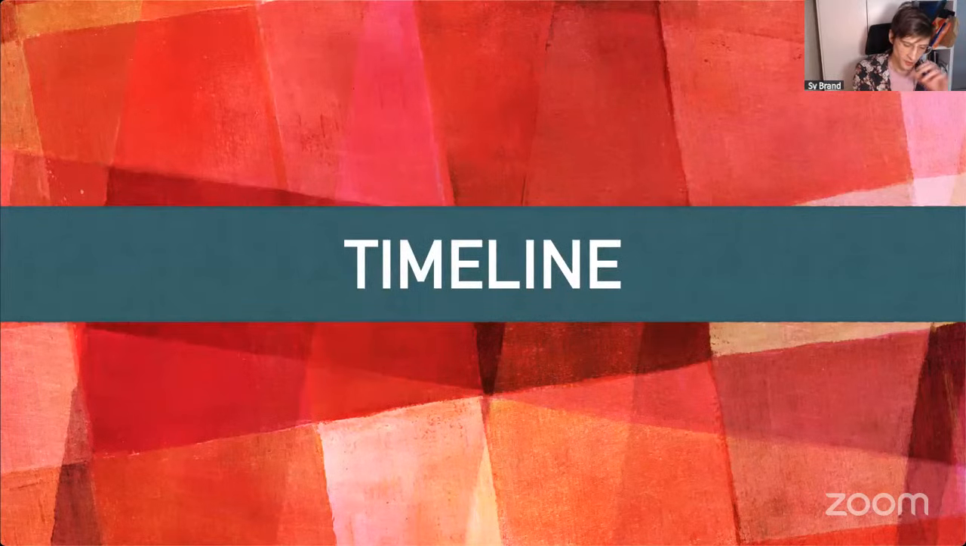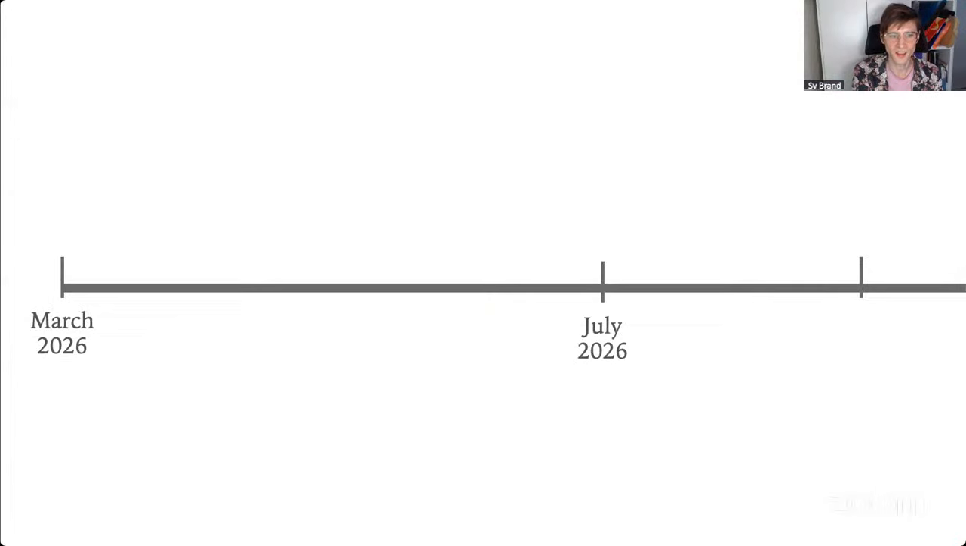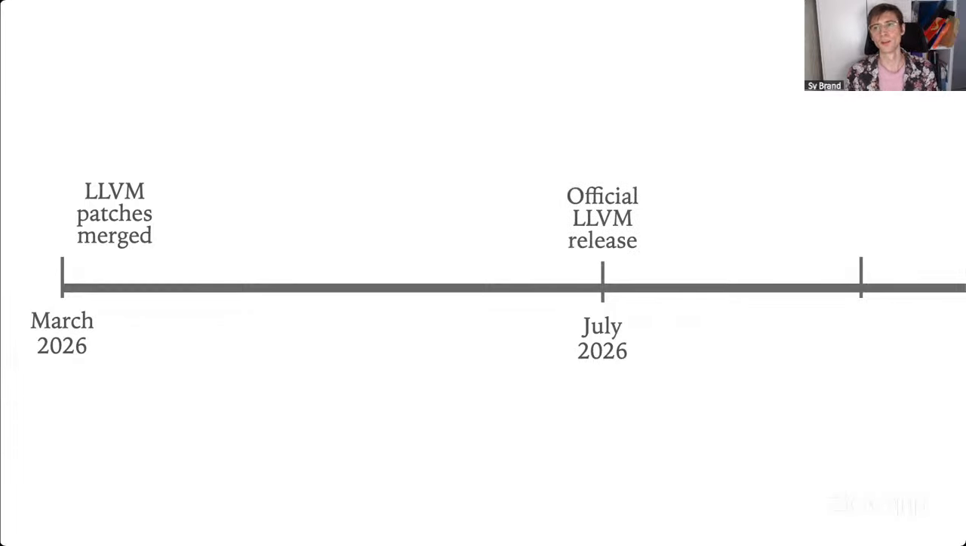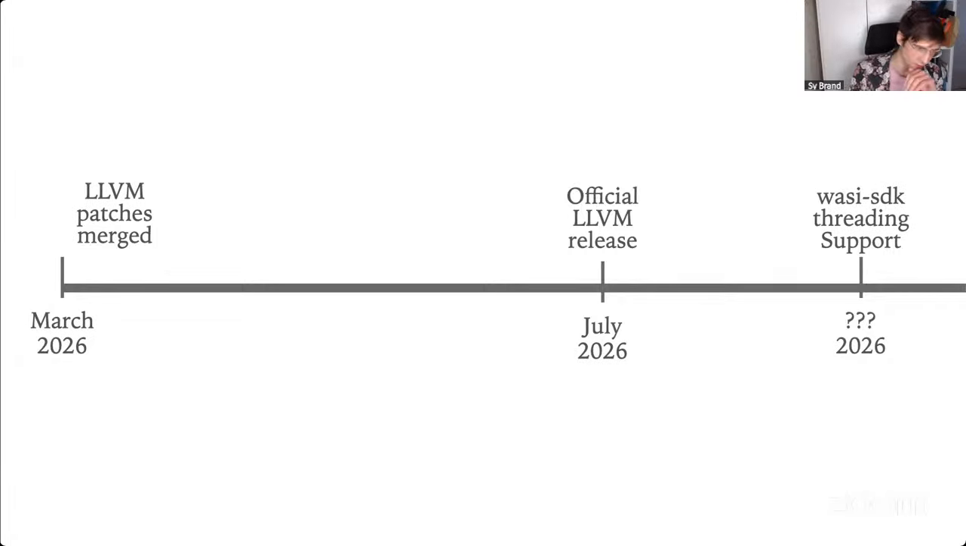Timeline. So there are some key dependencies here. You might imagine a possible timeline could look like this. Maybe our LLVM patches get merged in March or something. The next LLVM release is in July. And I would really rather not wait for that to get all of this stuff merged and then have WASI SDK threading support at some point after that. That doesn't sound very fun to me.